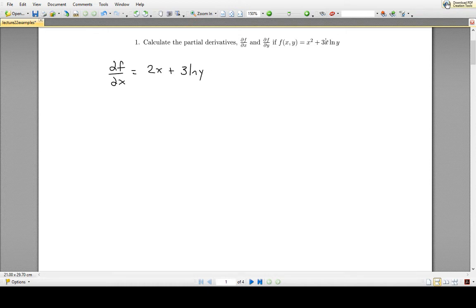So one could think of the second term as actually 3 ln y times x. So 3 ln y would be one giant constant number times x, and so the derivative of that would just be 3 ln y, or just the constant out front.